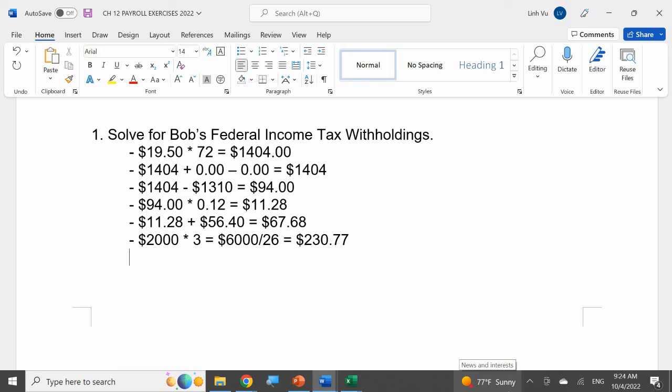So it's like 67.68 minus $230.77. So how much is that? 163.09. It's negative, right? Because this money is taken out from his federal income tax. Now, what's the rule here? If it's negative, what does that mean?